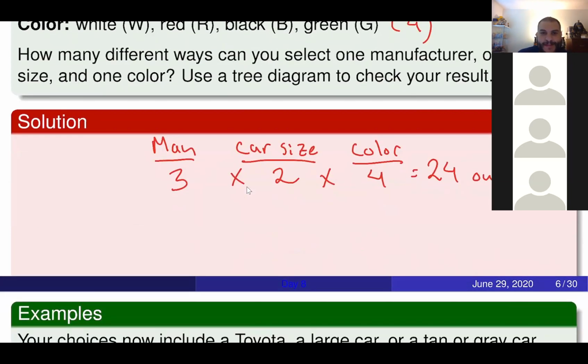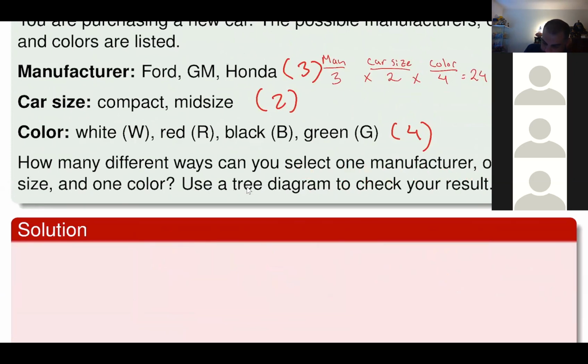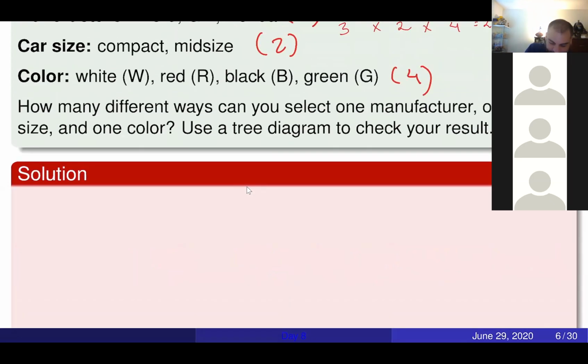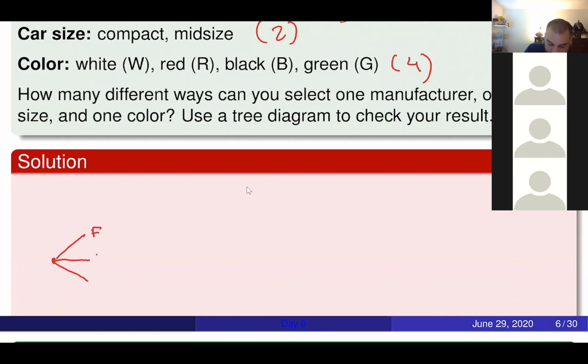All right, and that's it. If you want to double check your answer, you could always use a tree diagram. For a tree diagram, each branch is going to correspond to one of these options. The first option is to choose the manufacturer. For the manufacturer, we have 3 options, so you do 3 branches. I'll put F for Ford, G for GM, and H for Honda. So that's the first option you have.